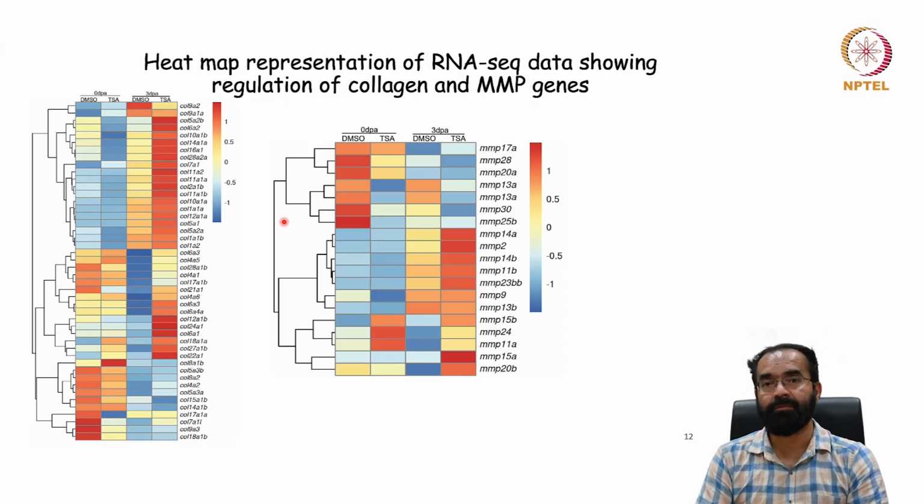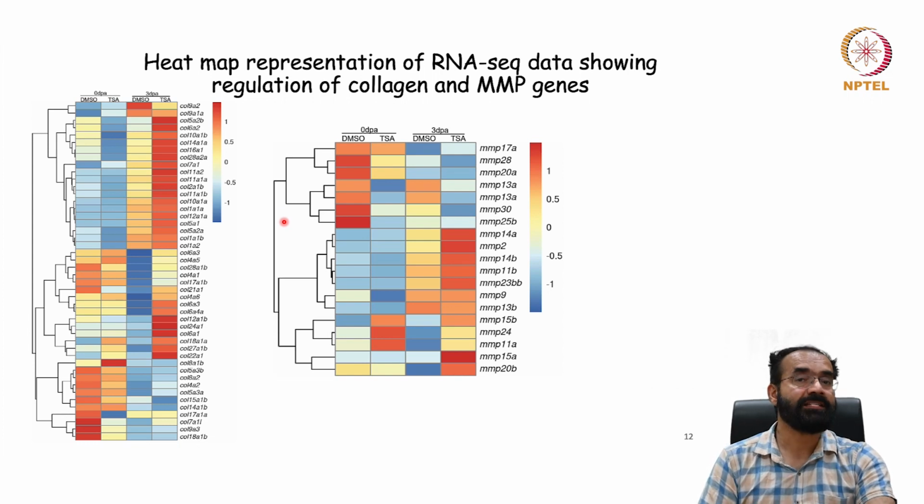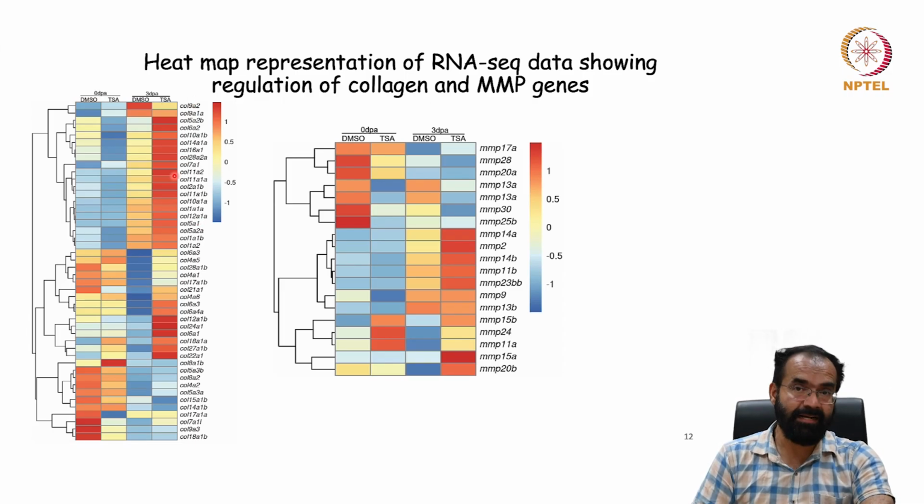Then we did a heat map representation of the RNA-seq data, which shows the collagen as well as MMP genes. So we looked at what is the role of this collagen. In the heat map, you can see the red color, so many collagen family genes are there. Collagen is not just collagen 4, there are plenty of other collagens also. You can see a bunch of collagen genes in 3-DPA, which should have been down, which favors the regenerative response.